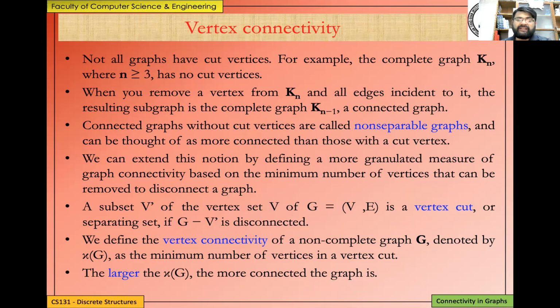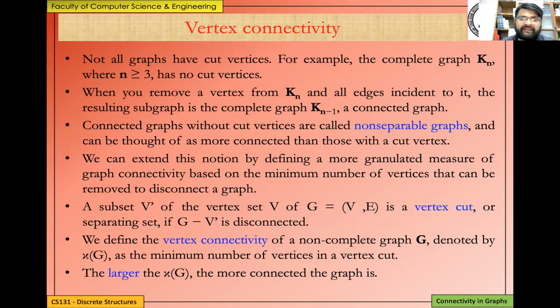So of course we can extend this notion by defining a more granular measure of graph connectivity based on the minimum number of vertices that can be removed to disconnect a graph. So the idea is simple. The minimum number of vertices that can be removed to disconnect a graph is what we call a vertex cut. So a subset V prime of the vertex set V of the graph G with vertex set V and edge set E is a vertex cut or separating set if G minus V prime results in a disconnected graph. So this is basically the subset whose removal is going to produce a disconnected graph.